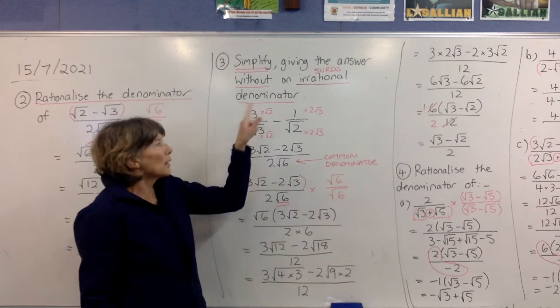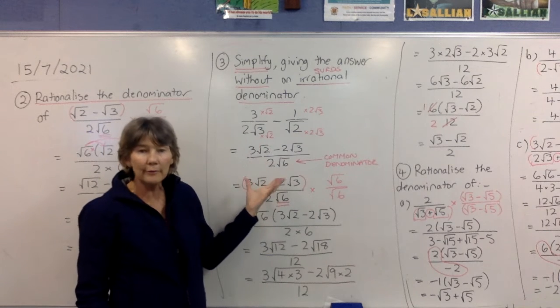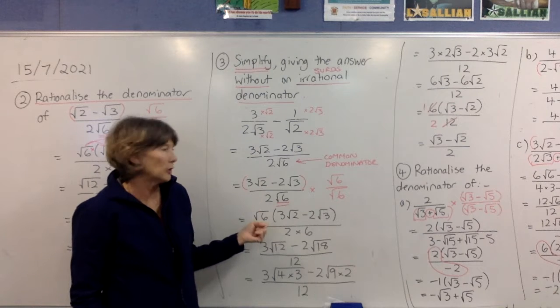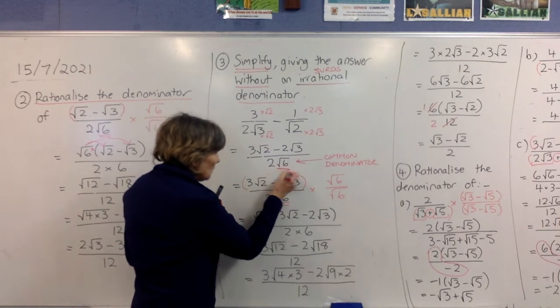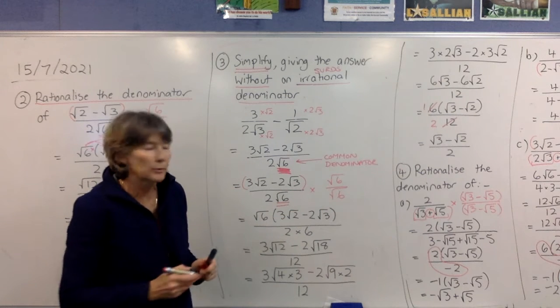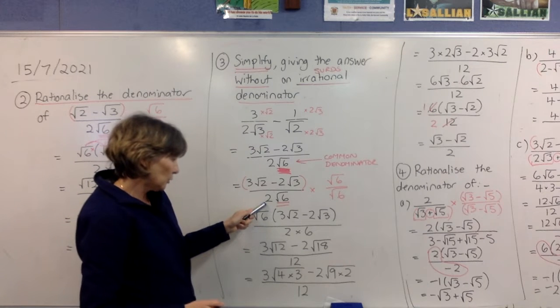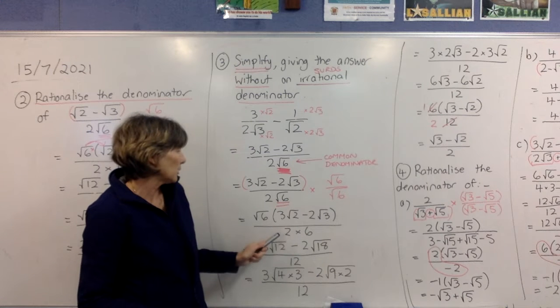Now we're going to rationalise our denominator. Okay, so now that I've got it as one fraction, I'm now going to rationalise the denominator of this fraction. So I'm going to look at this denominator, see the root 6 in it, and times the top and bottom by that root 6. So on the bottom we have 2, root 6 times root 6 is 6, and we'll do that multiplication in a minute.